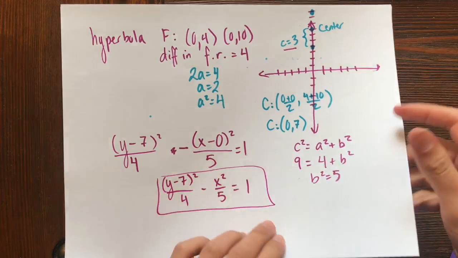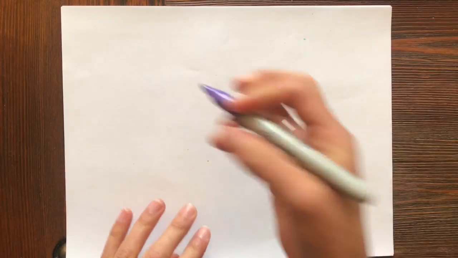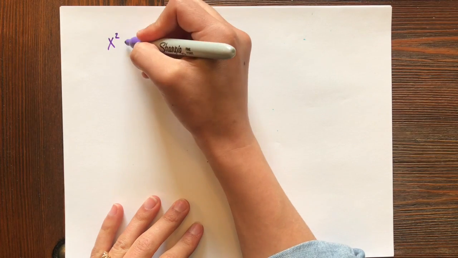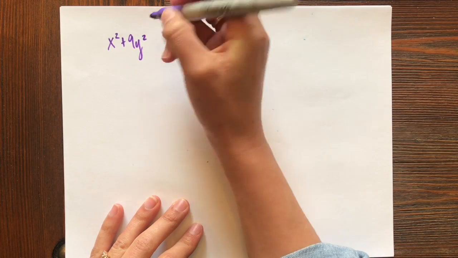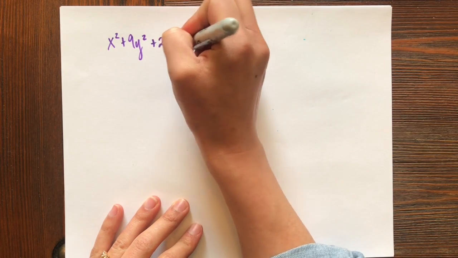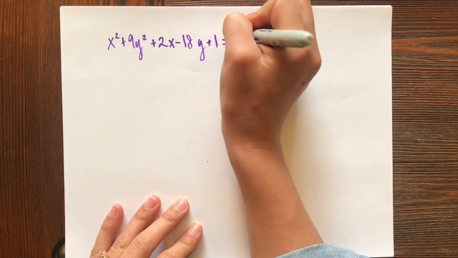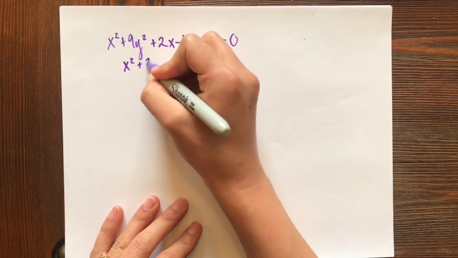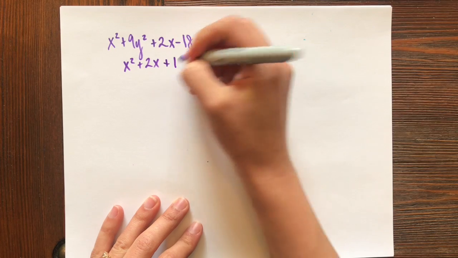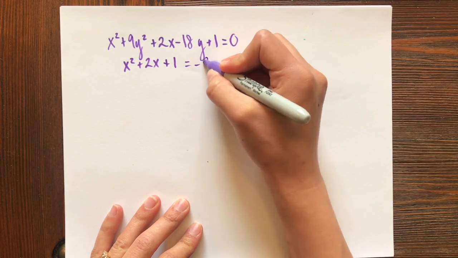So now we're going to take a look at what if they just give us an unclear equation. We don't really know what shape it is. How do we figure out what shape it is, and how do we get it into standard form? So really with standard form, we're always completing squares, right? And we're going to complete squares with pretty much all conics.